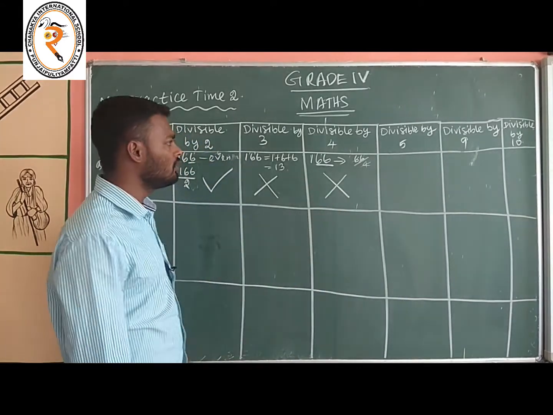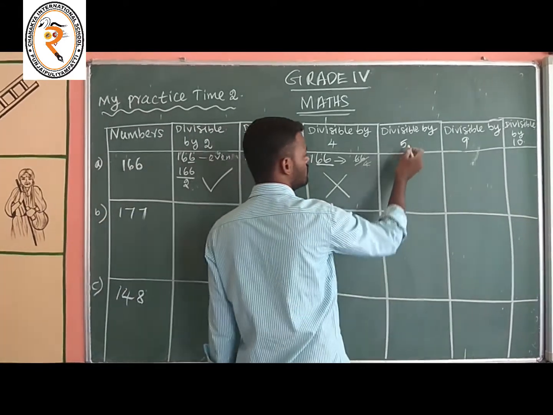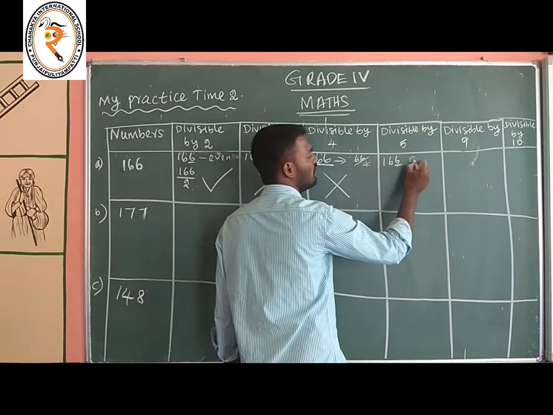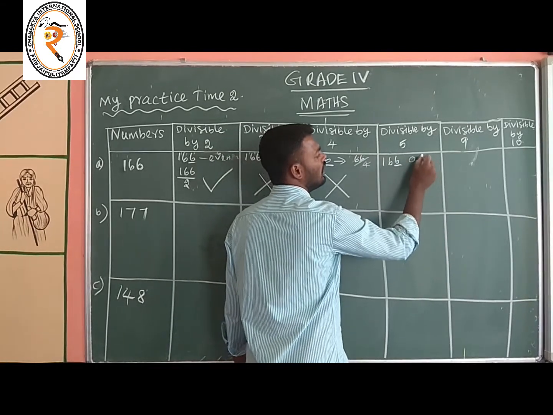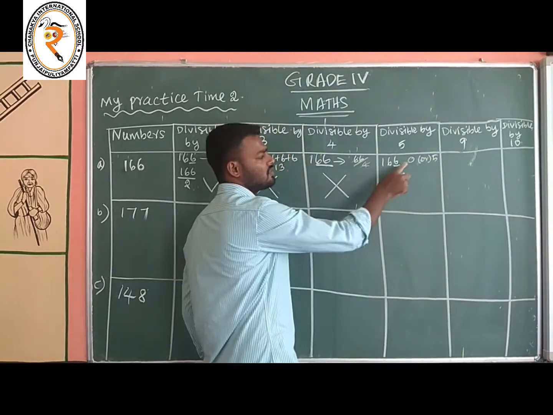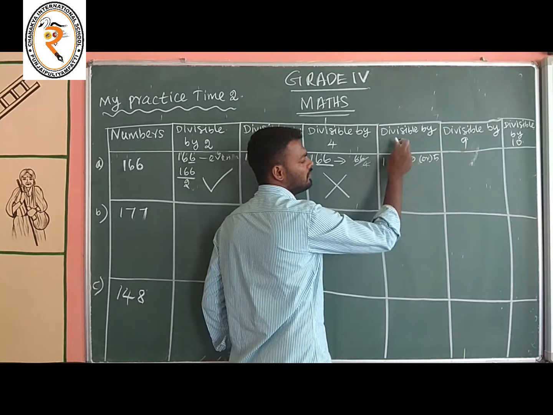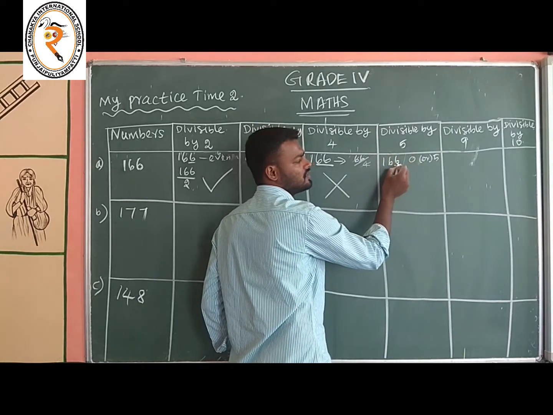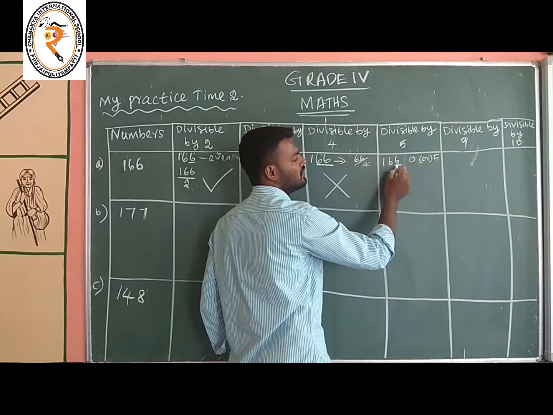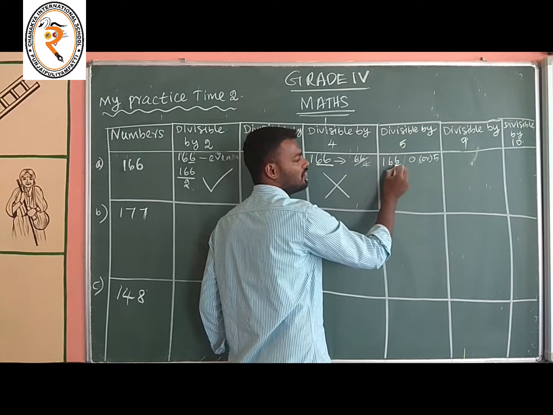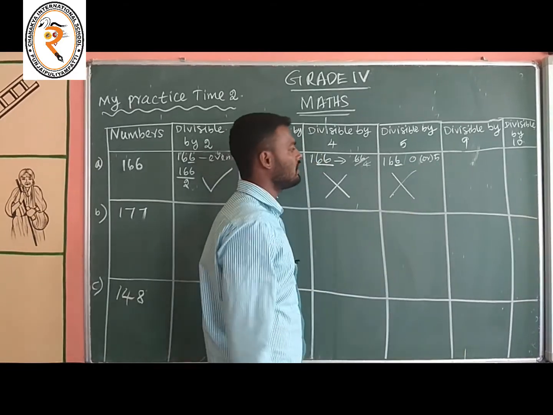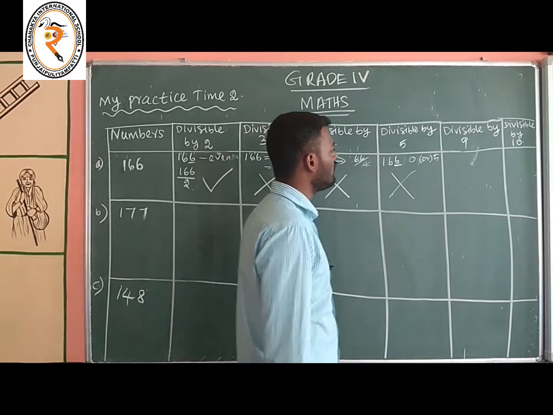Now divisibility by 5. If the last unit digit is 0 or 5, it is divisible by 5. Otherwise the number is not divisible by 5. Here the last unit digit is 6, and 6 is not divisible by 5. So 166 is not divisible by 5.